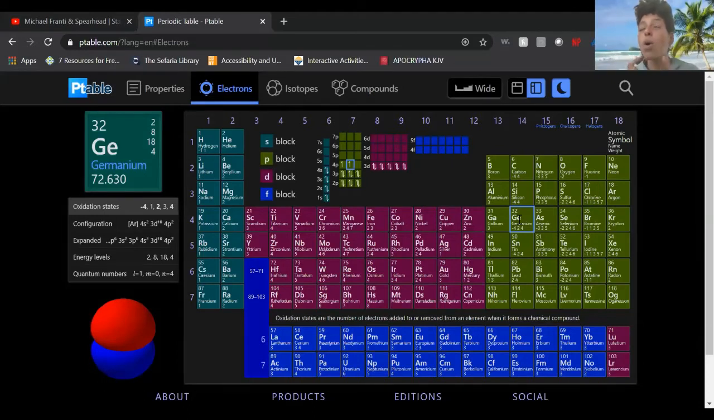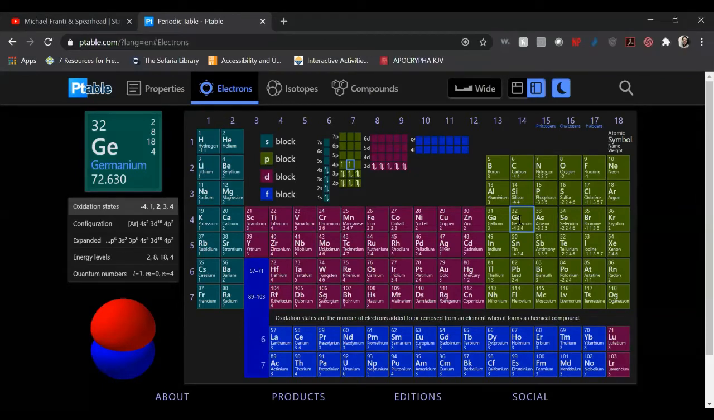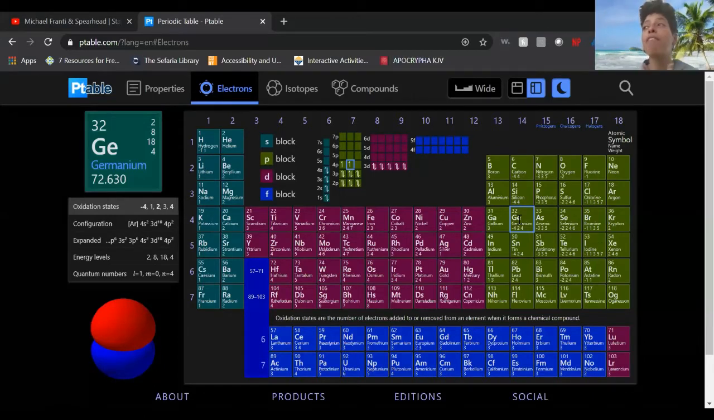Now, what orbitals do we have those electrons in? The S and P orbitals. And it has a total of how many valence electrons? 4. All right? So valence electrons are always going to be in the highest energy level.